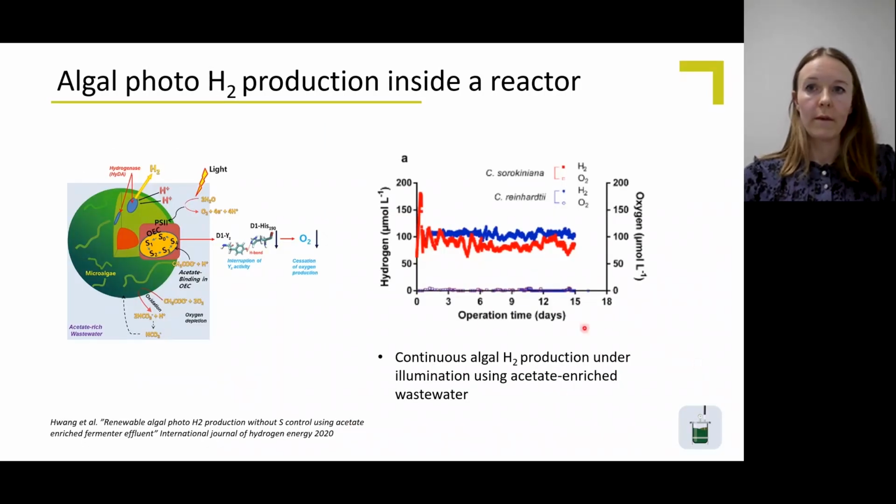The data is shown here. They measured for up to 15 days in 2 different algae species, and they could then see this sustained hydrogen production when they illuminated the sample with light.